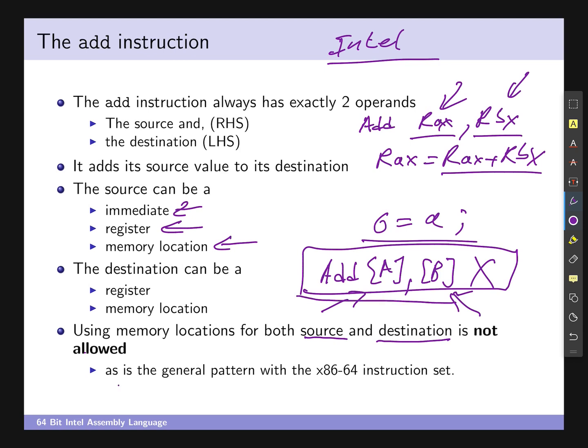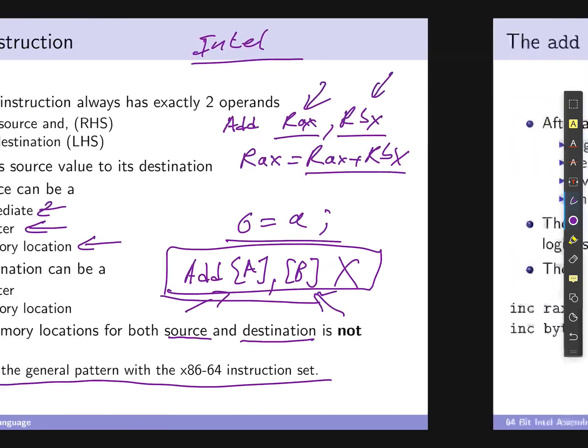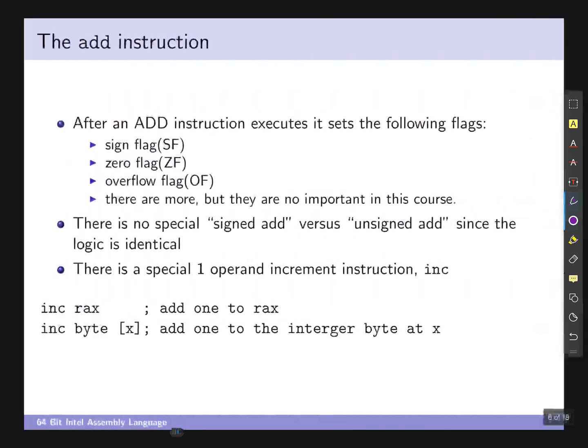At least one has to be, in fact, in either an immediate value or a register. You cannot have two memory accesses. Okay, so this general pattern applies to all x86 instructions. So let's look at a couple of extra details to keep in mind with the add instruction. Now, the add instruction also, like the neg instruction, sets certain flags. It sets quite a few flags, but the important flags for us are as follows. The sign flag, so did the result of the addition result in a negative number?